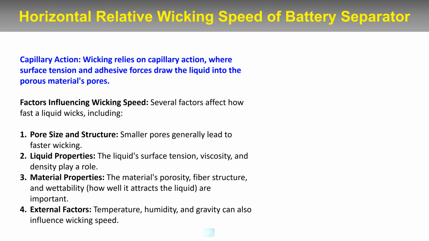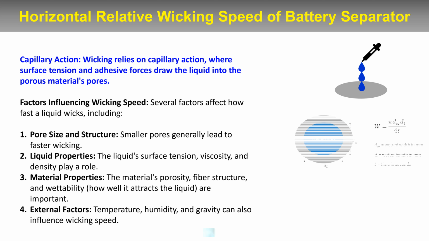So the simple procedure to measure the horizontal relative wicking speed is you can take the electrolyte into the glove box, place a piece of battery separator, drop a fixed amount of electrolyte and start the timer. After a certain amount of time, it will wet a specific area of the separator. Then you can measure the area which is wetted and note down the time. And using this equation, you can calculate the relative wicking speed.